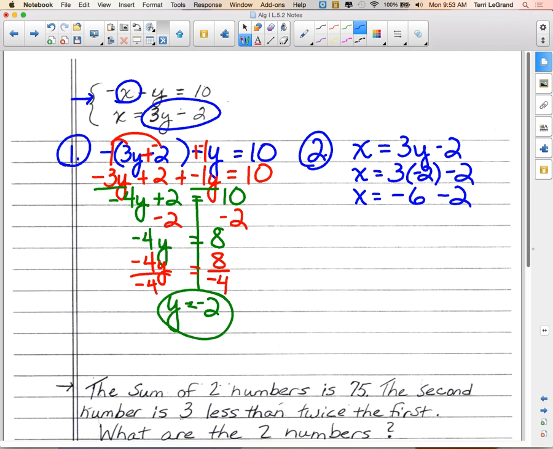What's our x value, Colin? You appear to be done, so you must have this. Oh, you're not. Okay. Taking a little break. What is our x value, Chase? -8.